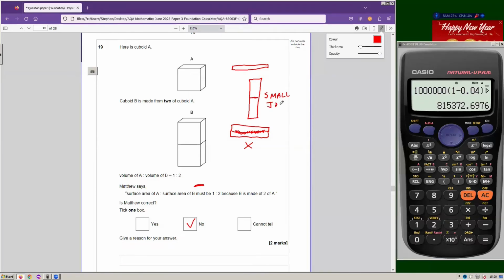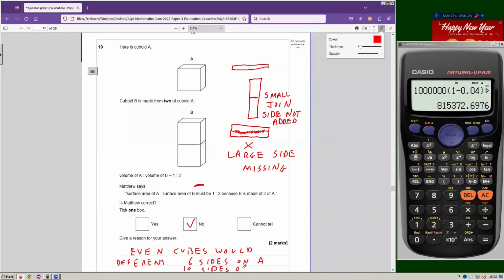The join is small, the large side is missing, a small join, and the side is not added. I think that's good enough.